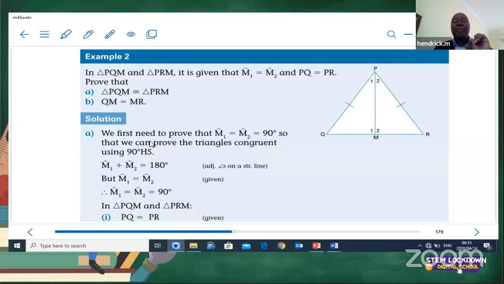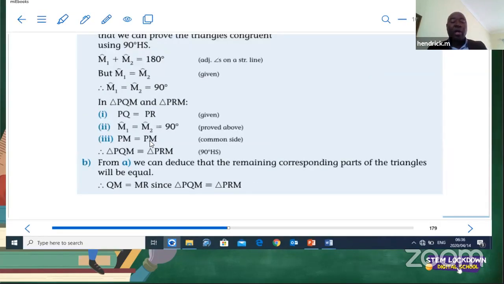So now we've proved the first pair of angles, the line PQ equal to PR. Now we know that PM is common. So how many sides do we have? We have got two sides there and an angle. Now we can conclude that triangle PQM is congruent to triangle PRM. We have 90 degrees that we have already proved.